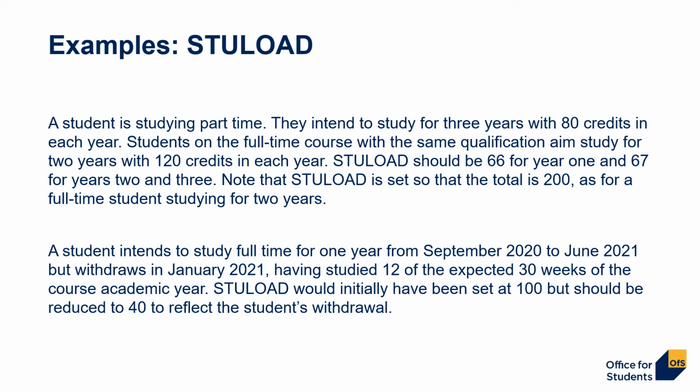Another student intends to study full-time for 1 year from September to June, but they end up withdrawing in January. Having studied 12 of the expected 30 weeks of the course, the STULOAD should initially be set at 100 because they were full-time, but we need to reduce it down to 40 to reflect that the student has withdrawn.